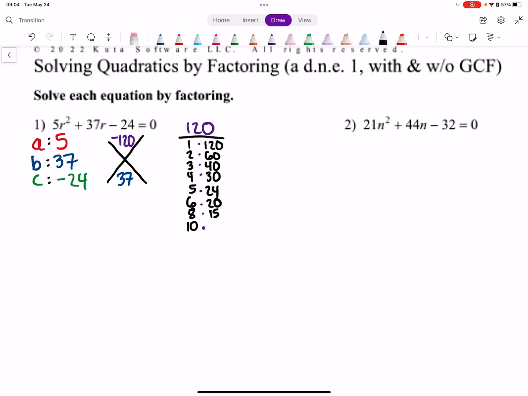You would try 11, that doesn't work. And then the next number after 11 would be 12. And note, 10 and 12 and 12 and 10 are the same factor pair. So we found all of our possibilities.